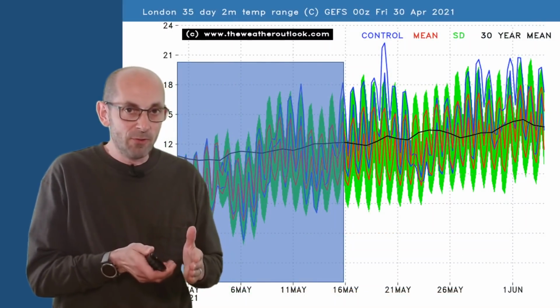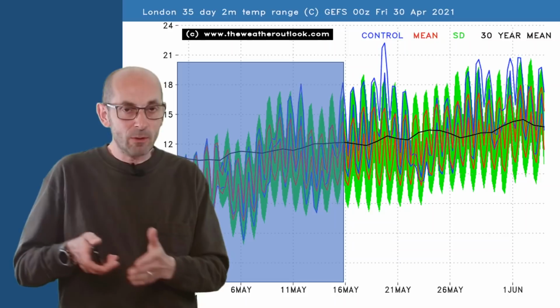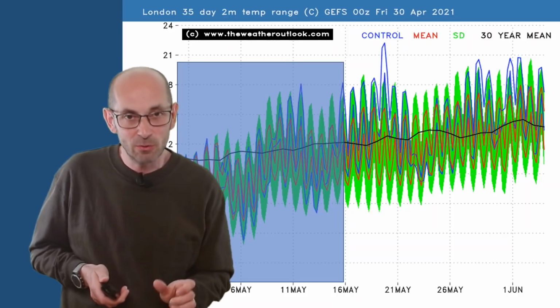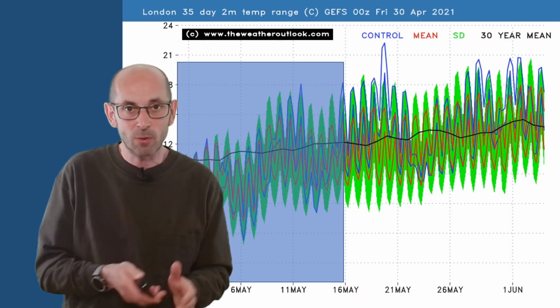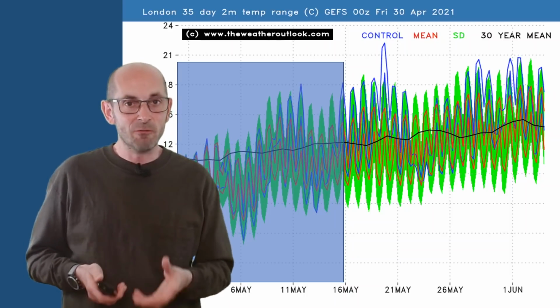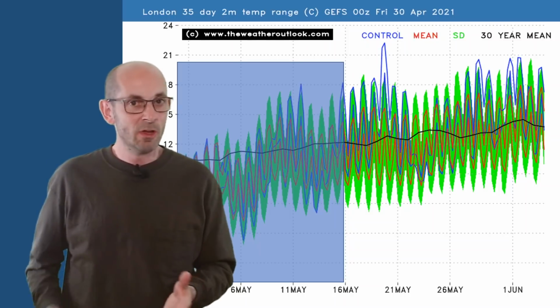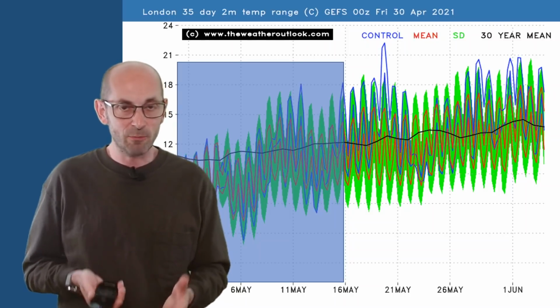So that's the first half of the month covered. I'll now take a look at the second half, and I'll say straight away the signals are always weak when we look this far ahead, and on this occasion they're extremely weak. There really isn't a strong signal showing through from the longer range models.